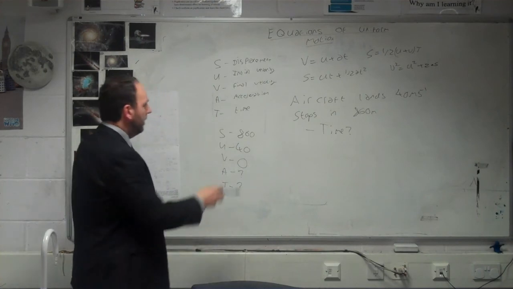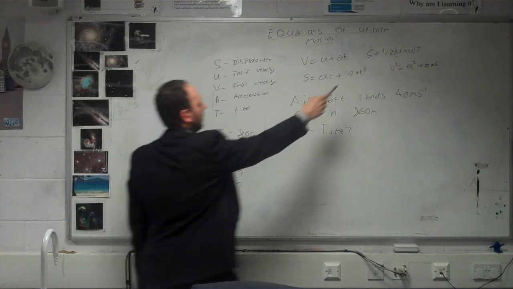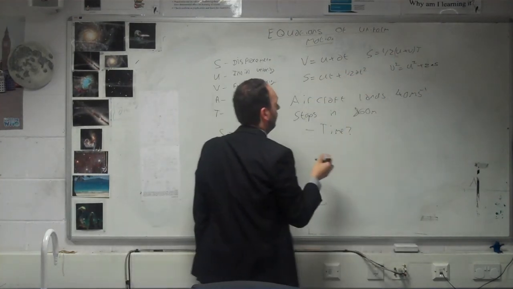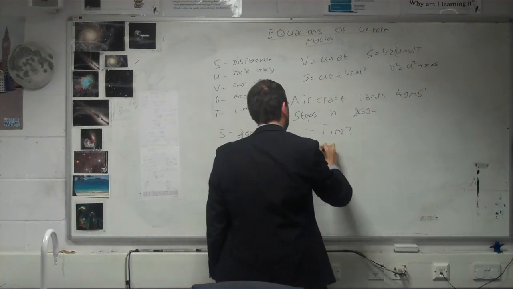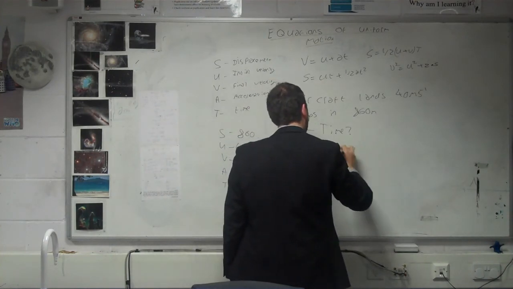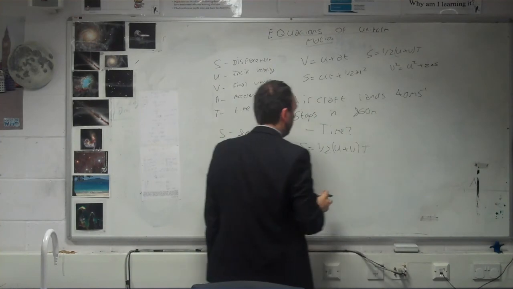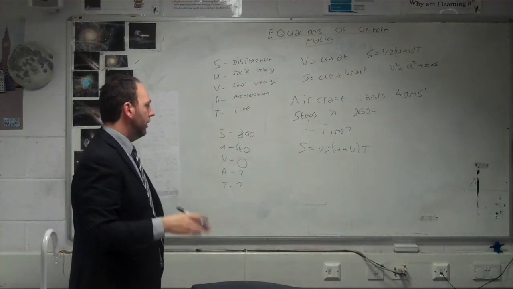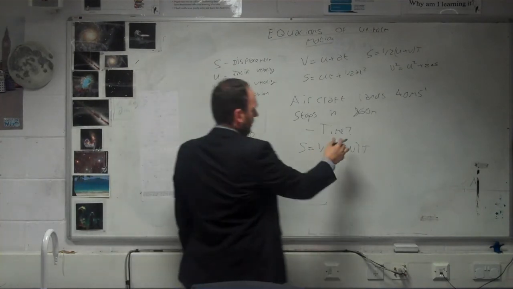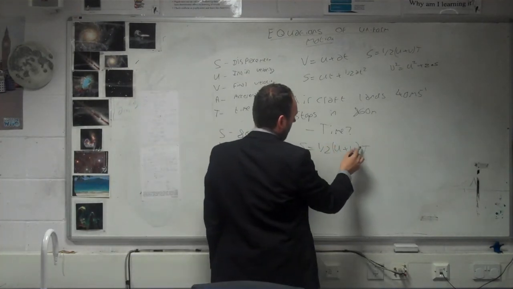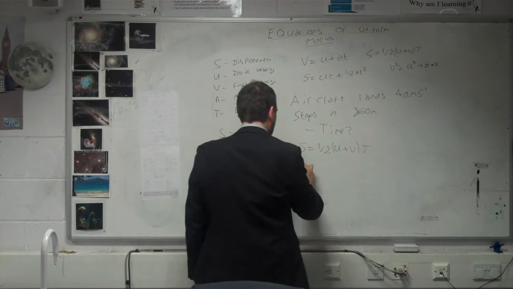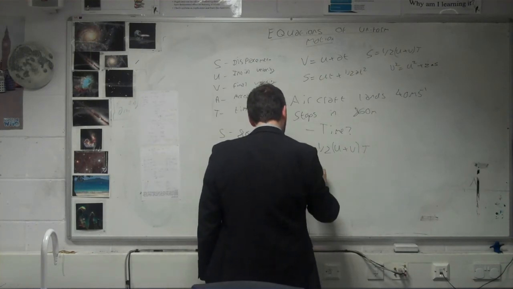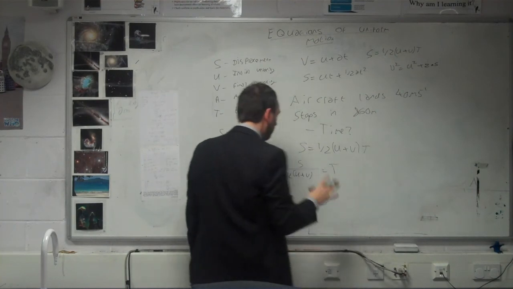Okay, so hopefully you've seen we've got S, you've seen we've got U, you've seen we've got V, you've seen that we've got T. So we've got S equals a half U plus V all multiplied by T. Second step, we need to rearrange that to the form we want it in. So half U plus V times T, so we move the half U plus V over. So we've got S over a half U plus V equals T.